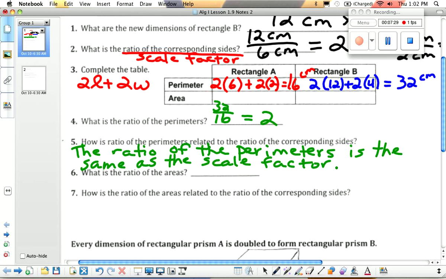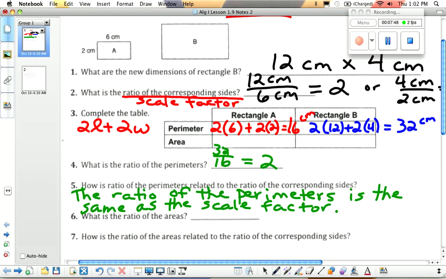What would happen if we tripled the side lengths then? You triple the perimeter. What if we made the dimensions 1/4 the size they were to start with? What would happen to the perimeter? It'd be 1/4 as much too. So the ratio of the perimeters is the same as the scale factors.